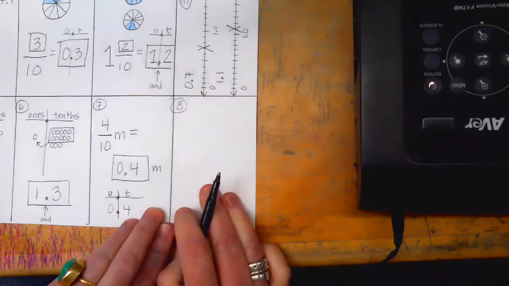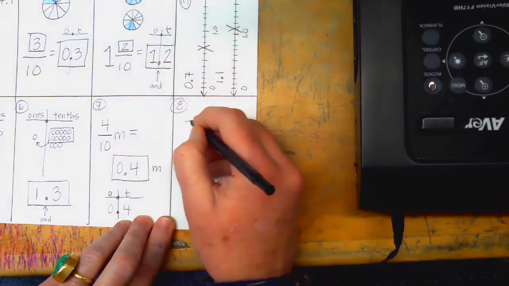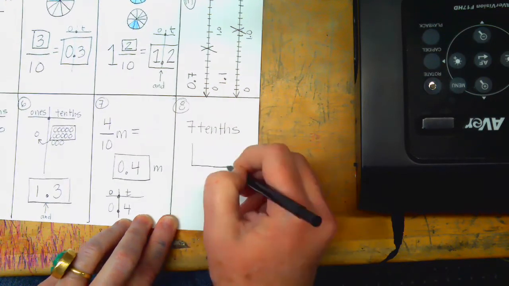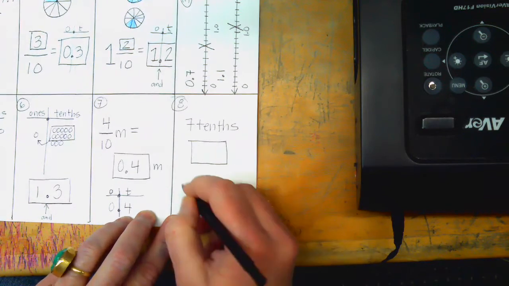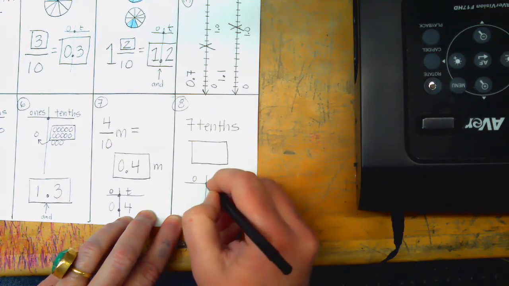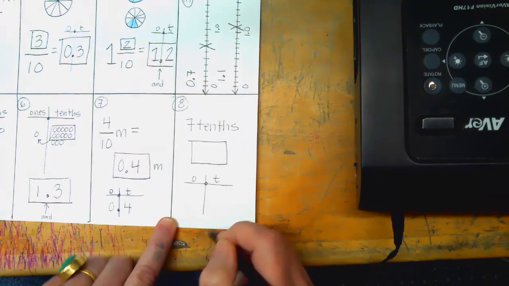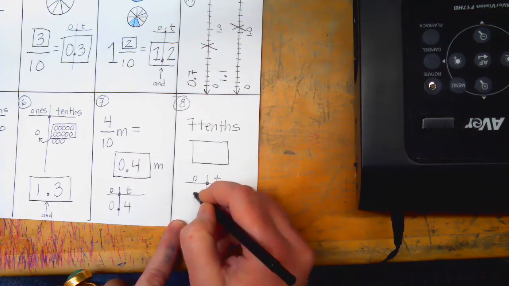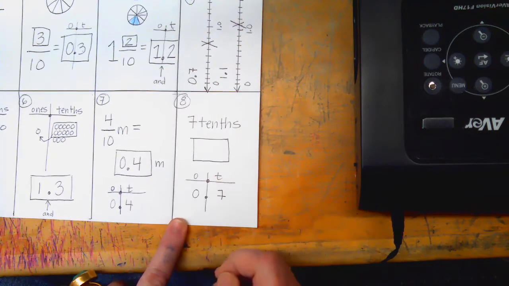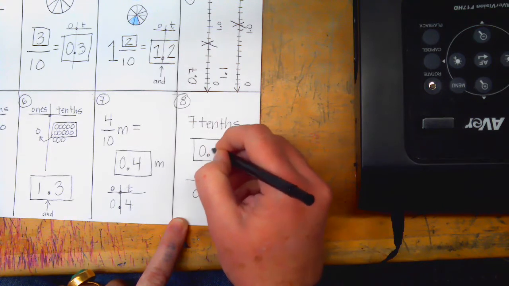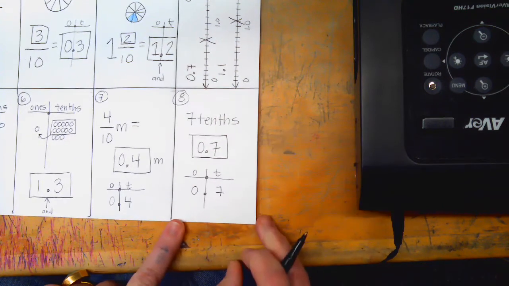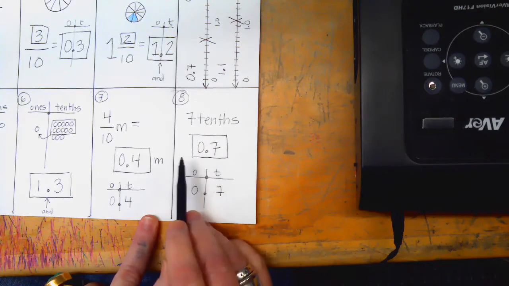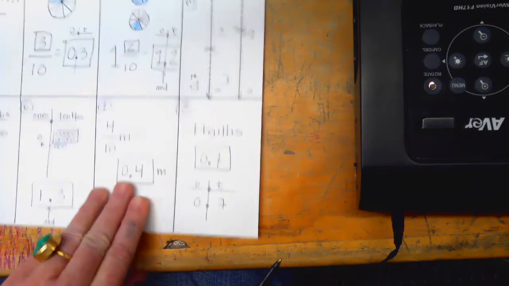Okay, let's look at number 8. We have 7/10, and we have a box. If we have 7/10, we're going to have a 7 right here, and we have no whole number at all. So we're going to write it like that. And we would say it 7/10. We wouldn't have to say it 0 and 7/10. You don't have to say the 0 part, but you do have to say the 7/10 part.